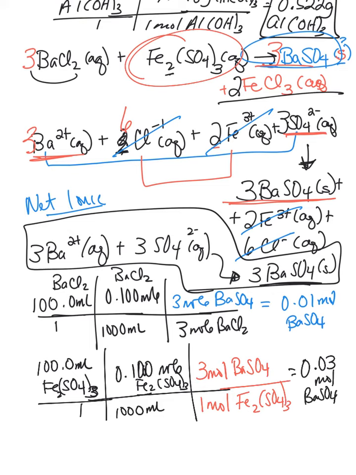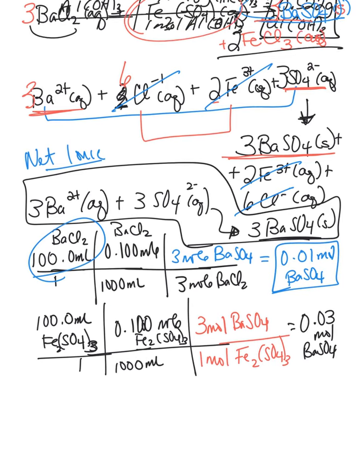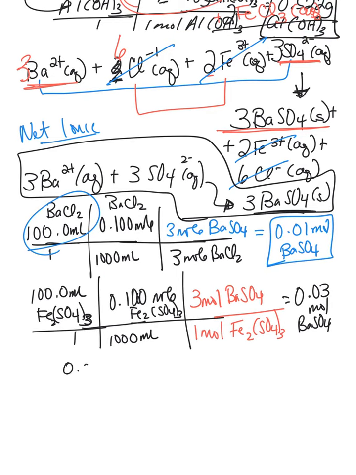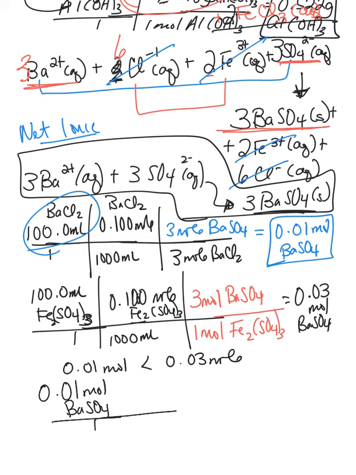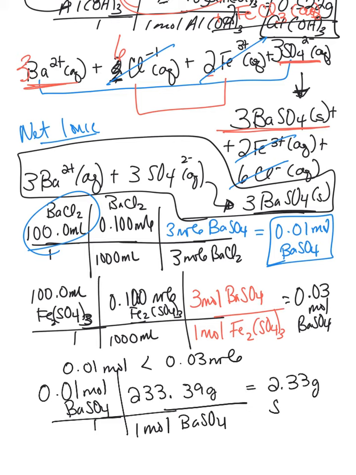So our limiting reagent would be the barium chloride, because that 0.01 mole is less than 0.03 mole. So then we take the 0.01 mole of our barium sulfate, the limiting reagent amount, and we use the molar mass for 1 mole of barium sulfate. We look on the periodic table and we get its molar mass to be 233.39 grams, and that ends up being 2.33 grams of barium sulfate that is produced in this reaction.